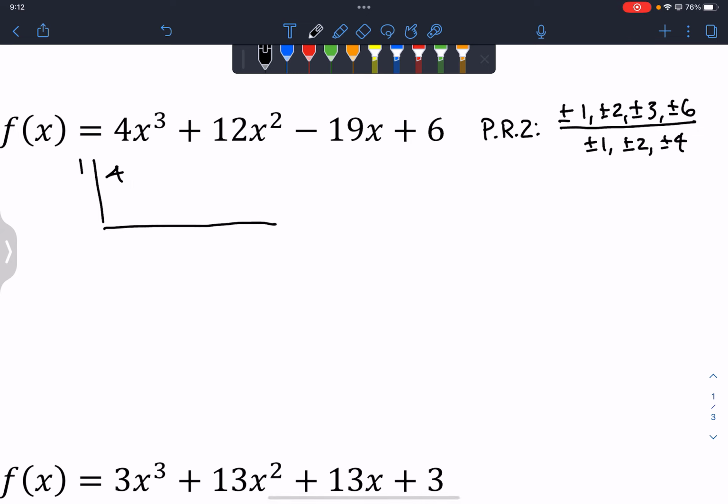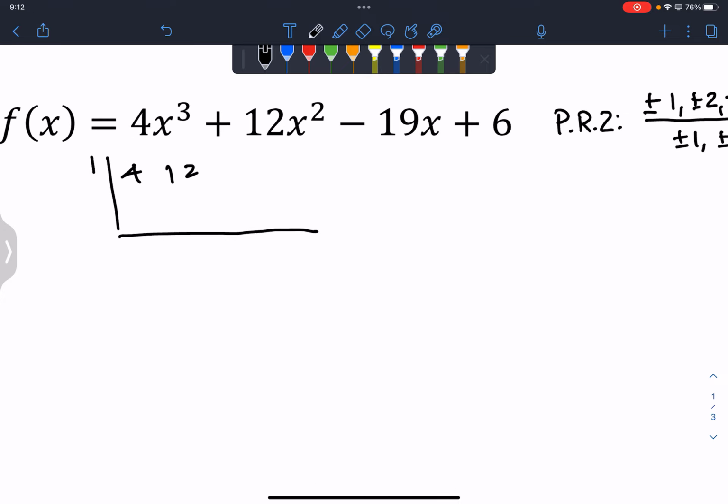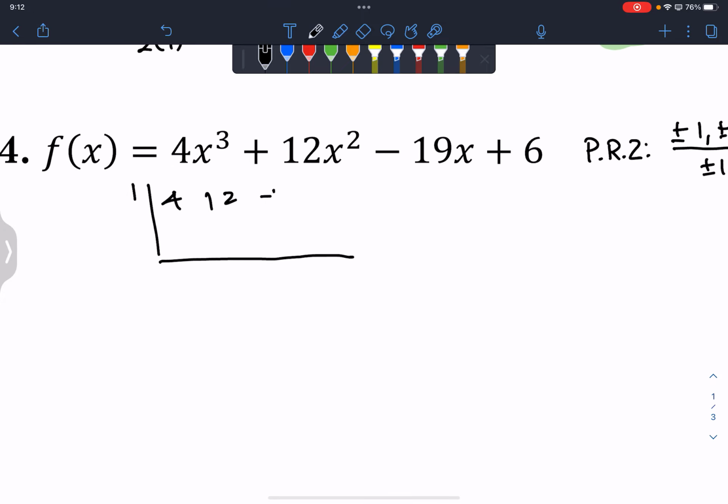So 4, 12, negative 19, and 6. I don't see this working, but let's try it anyways. So this is 4, this is 16 times 16, and this gives us negative 3. And no, so this one did not work. So 1 didn't work. And let's try the opposite.